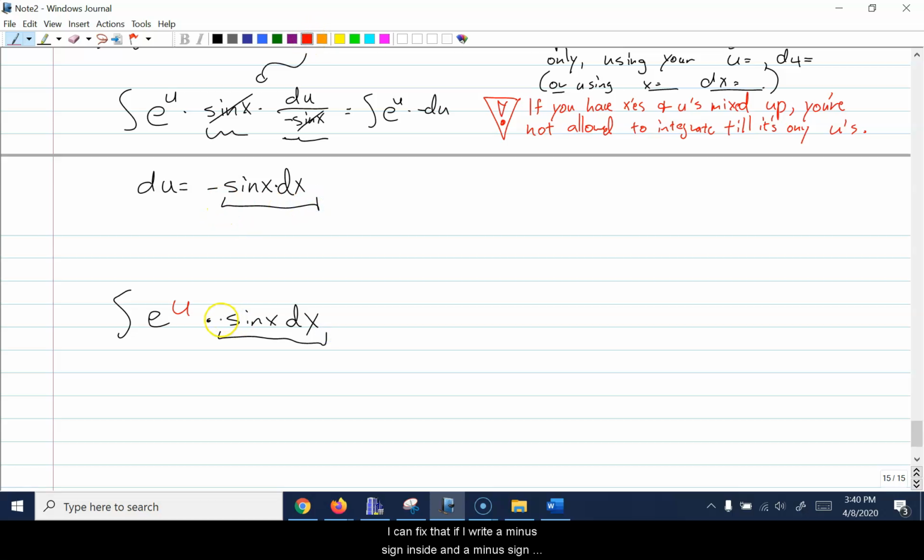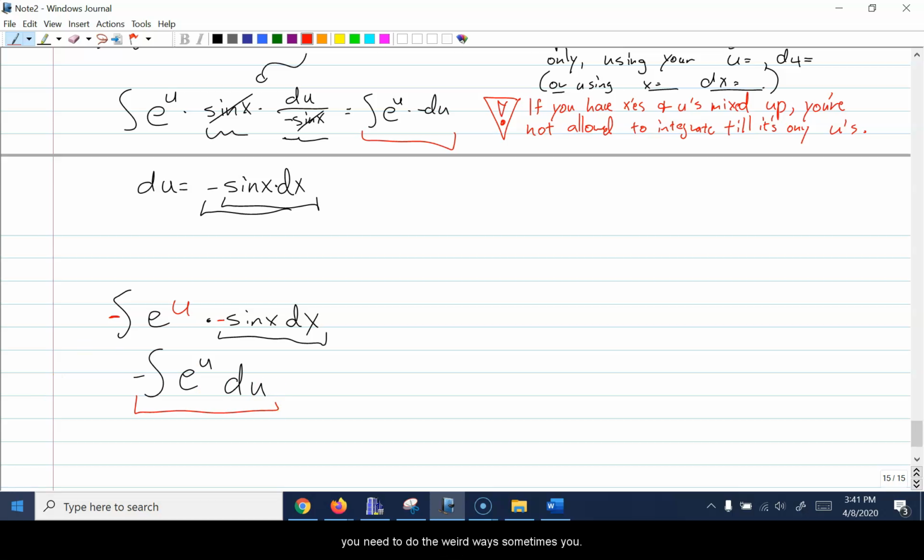I can fix that if I write a minus sign inside and a minus sign outside. They would cancel each other. So I haven't changed the integral. My goal is to write down the same original integral. But now I'm able to just use this formula for du and do it all without the solving for dx thing. I'm ending up with the same thing. The minus sign's in a different place, but that's fine. Either way you get the same answer. Sometimes you need to do the weird way, sometimes you don't.